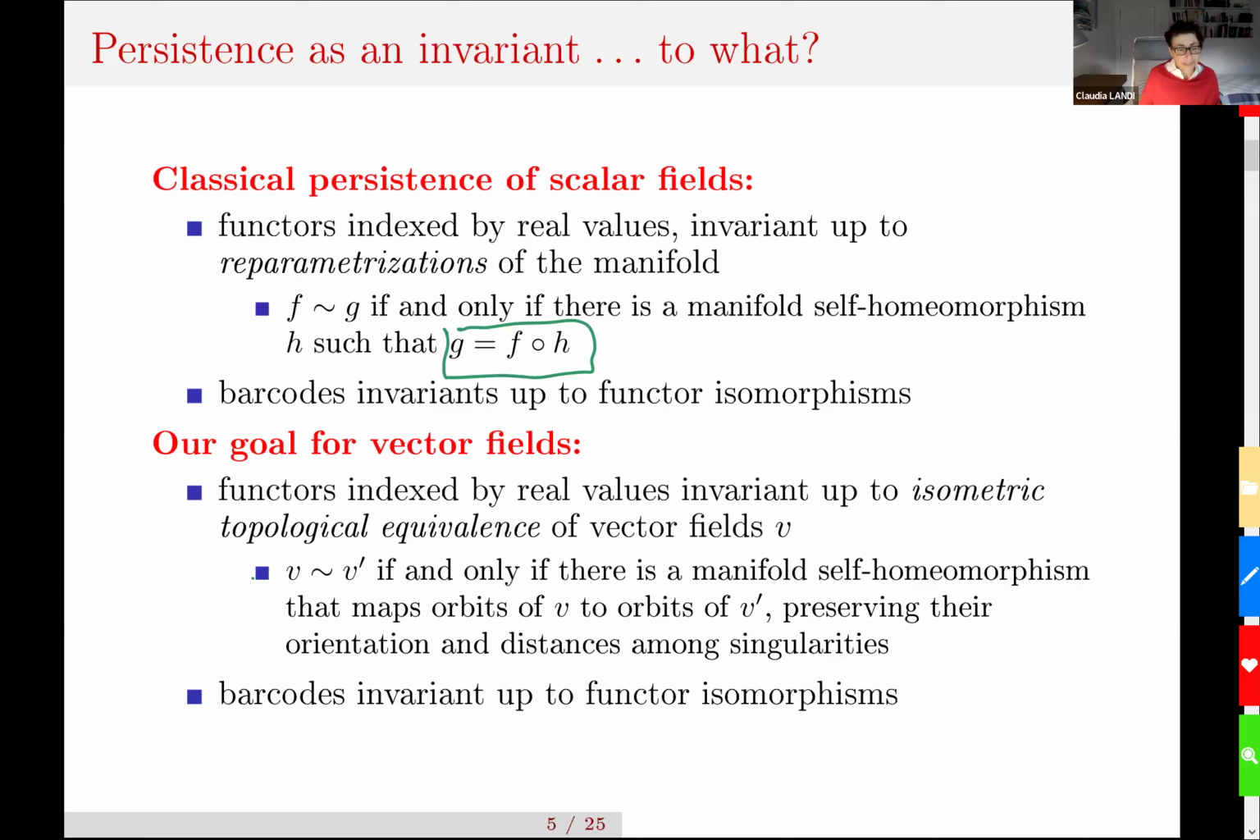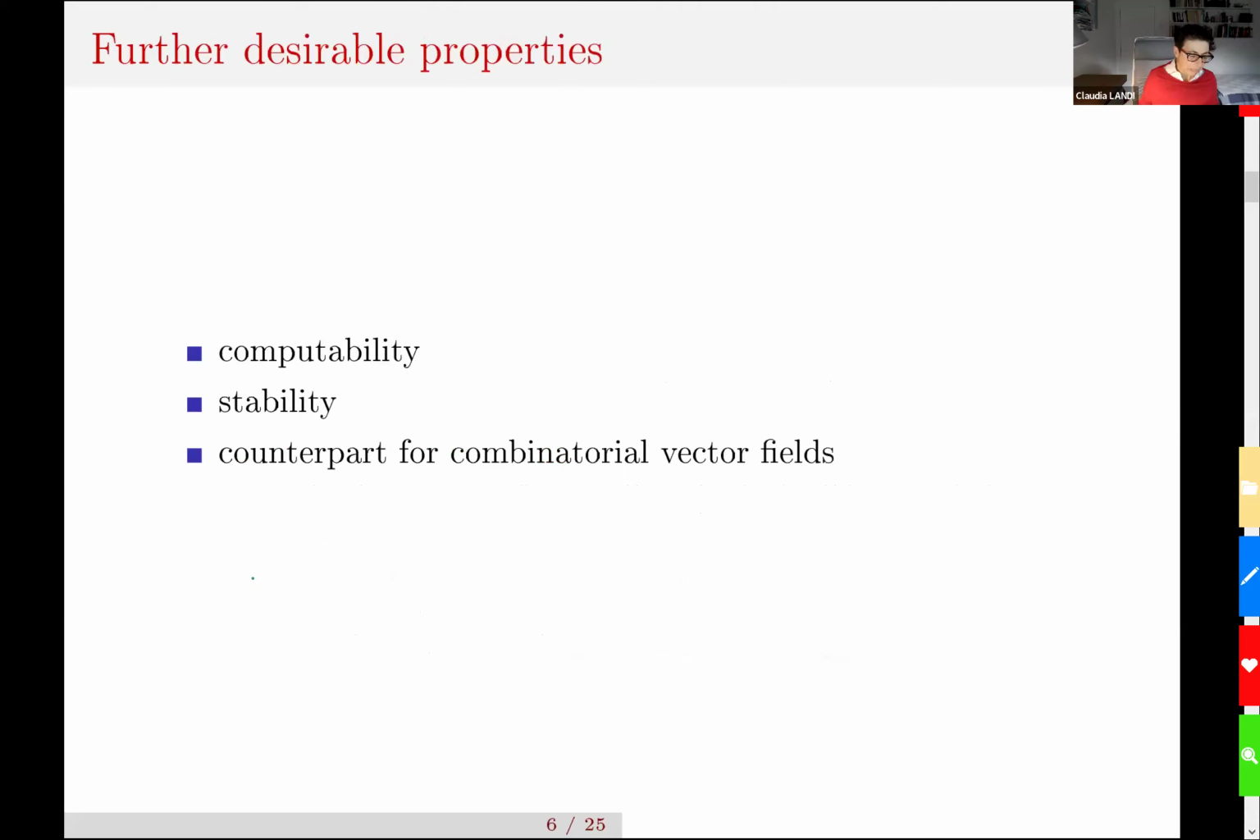And again, we want to build a barcode which is invariant for these functors up to isomorphism. So a double sense of invariance: topological invariance, but also algebraic, in the sense of the compositions. And the desirable properties that a barcode should enjoy are easiness of computability, stability, and a counterpart for when I'm talking about vector fields, I mean smooth vector fields, but we would like also a counterpart for combinatorial vector fields.